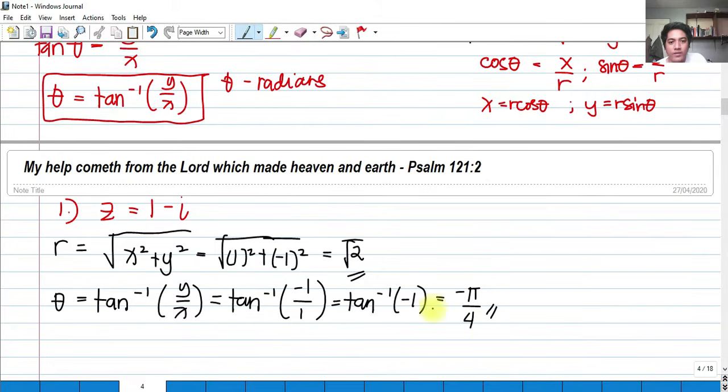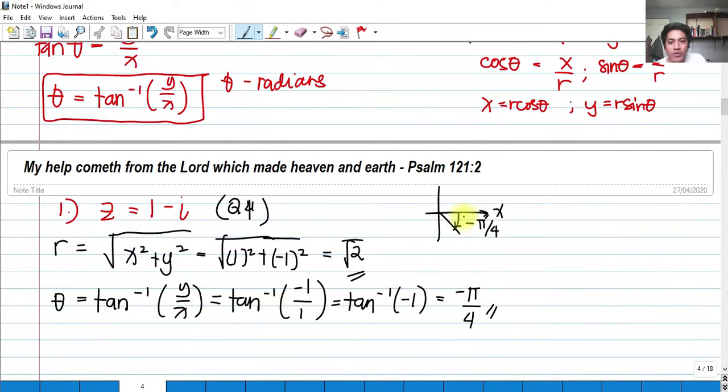So this is still correct, because this rectangular coordinate lies in the fourth quadrant. Why? Because this is a positive value and this is a negative value, so it lies in quadrant 4. So this angle, though it may be negative, is still correct. The negative only means that the angle is measured in a clockwise direction from the positive x. I forgot to tell you that theta is always measured from the positive x. That is our reference.